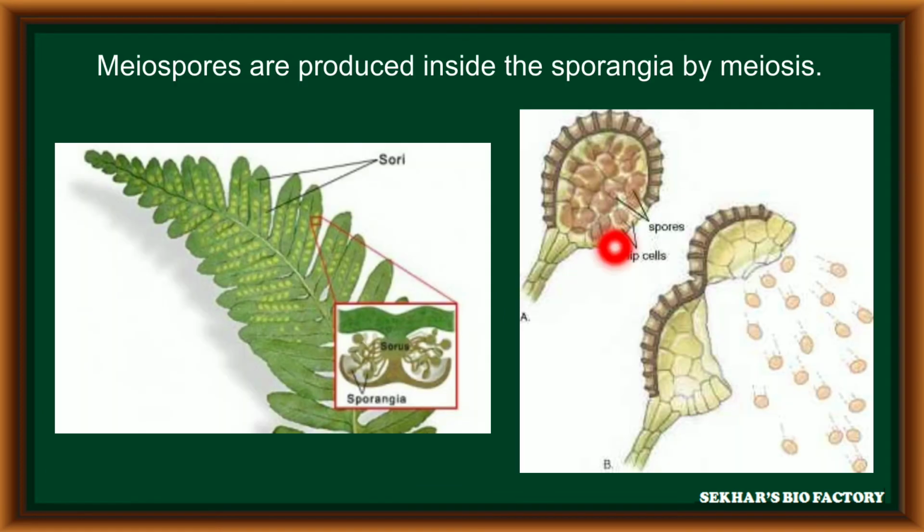Inside the sporangium, some diploid spore mother cells produce spores with the help of meiosis division. These are called meiospores. These spores are released outside the sporangium when its wall breaks down.